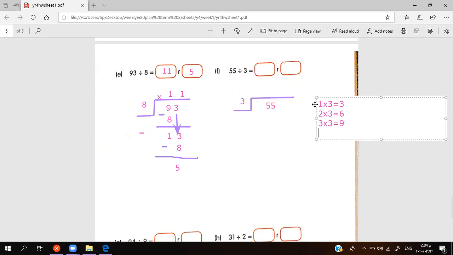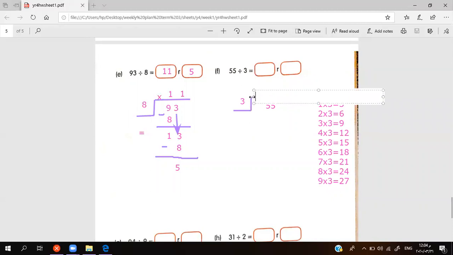Okay. 4 times 3 is 12. 5 times 3 is 15. 6 times 3, 18. 7 times 3, 21. 8 times 3, 24. And 9 times 3 is 27. Here I'm gonna write the times.